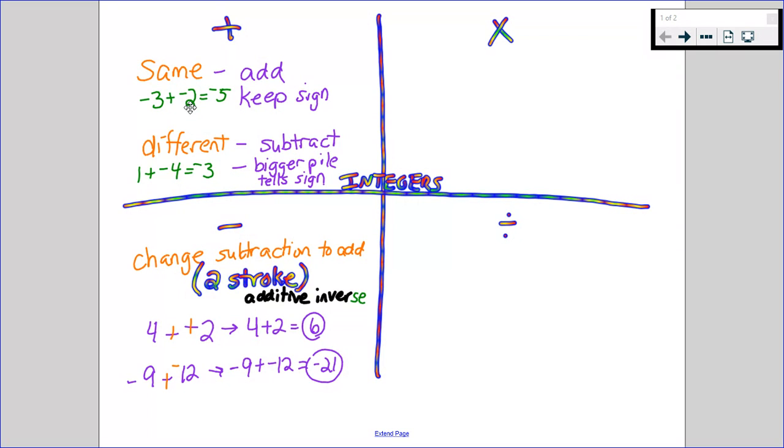I will post a clean copy of this in Google Classroom under the reference section so that it's available to you throughout the year. So we've talked about addition and subtraction. For multiplication, we're going to say that you count the number of negative signs. And then if you compare them, if you compare all of them, your answer is positive. If you have something left unpaired, then your answer is negative.